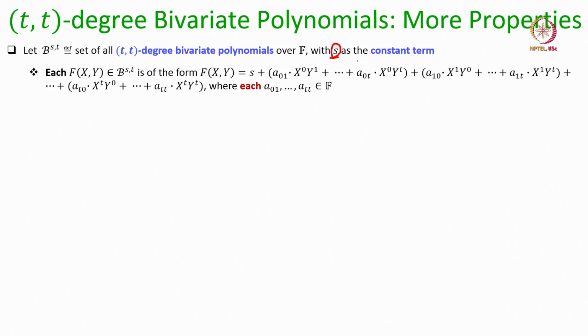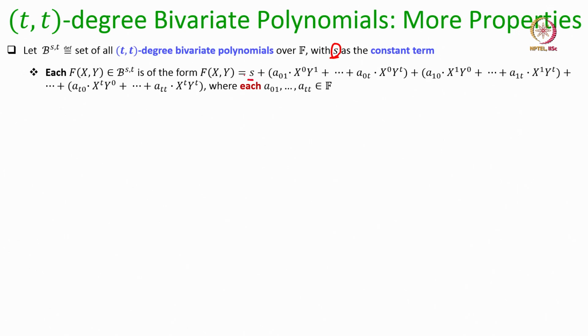So, there will be several such polynomials. In fact, each polynomial will have the following form. There is no restriction on the coefficient of x power 0 y power 1, x power 0 y power t, x power t y power t and so on. The only restriction is that the coefficient of x power 0 y power 0 is said to be s.